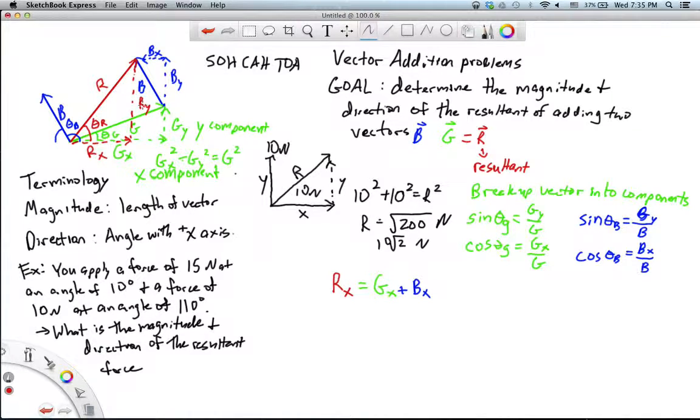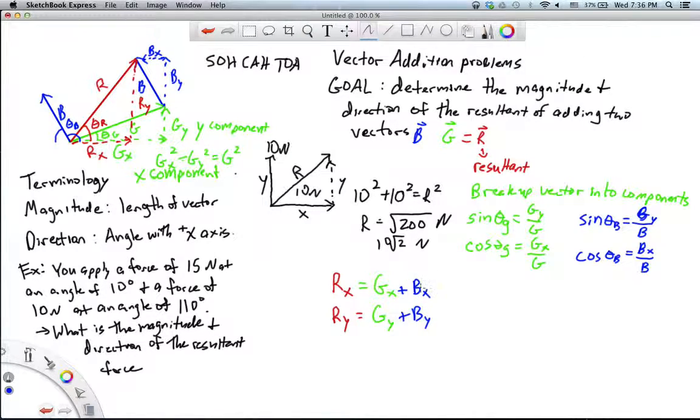I can do the same thing for the y direction. I know that Ry, the y value of r, is going to be equal to the y component of g plus the y component of b.